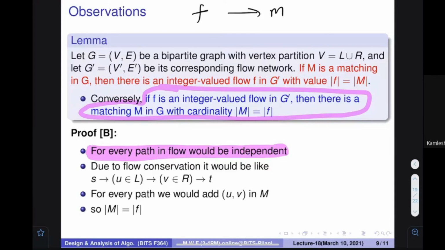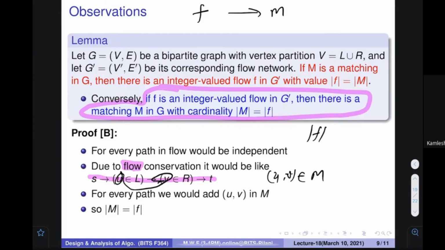If you consider any of the flow, it would be like this: it would start from S, go to some u that is inside L, then go to some v that is inside R, then it reaches t. So for all the paths that you are going to get in your flow, you do one thing: for every such path you extract this u and v and you add uv into the set M. So how many flows are there? Mod F flows are there. For each of them you are going to add one edge over here.